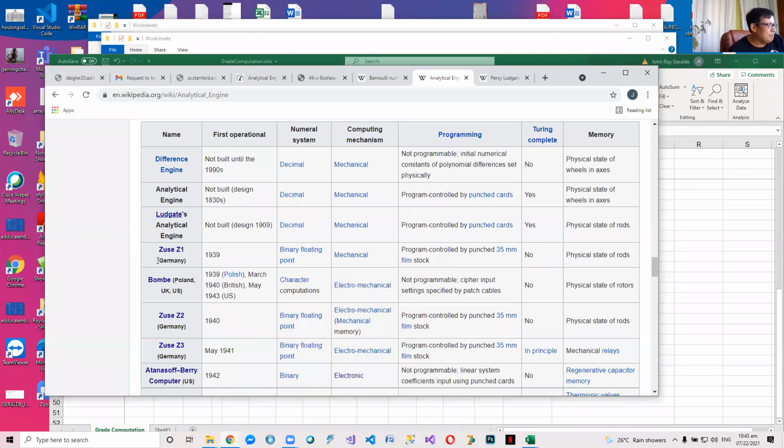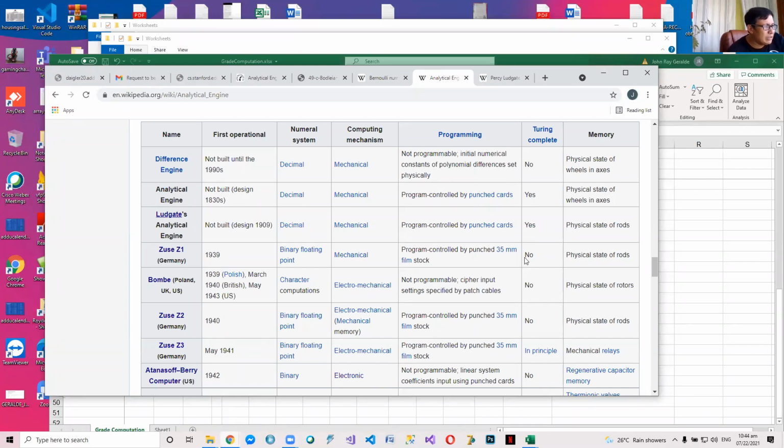And then in Germany, Konrad Zuse invented what is supposed to be a replica of the analytical engine. But this time, this is a binary floating point number. It's not decimal anymore. So in 1939, it was controlled by tapes na. The programming is done by 35 tapes, like cassette tapes, very small.